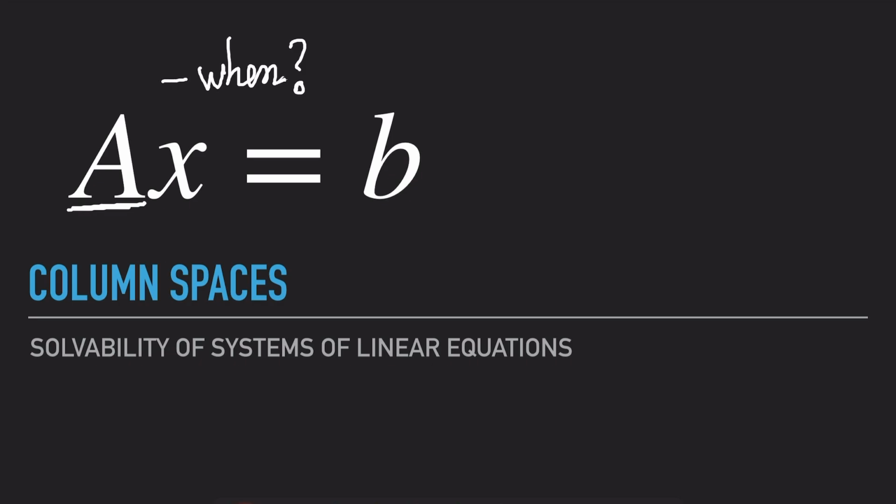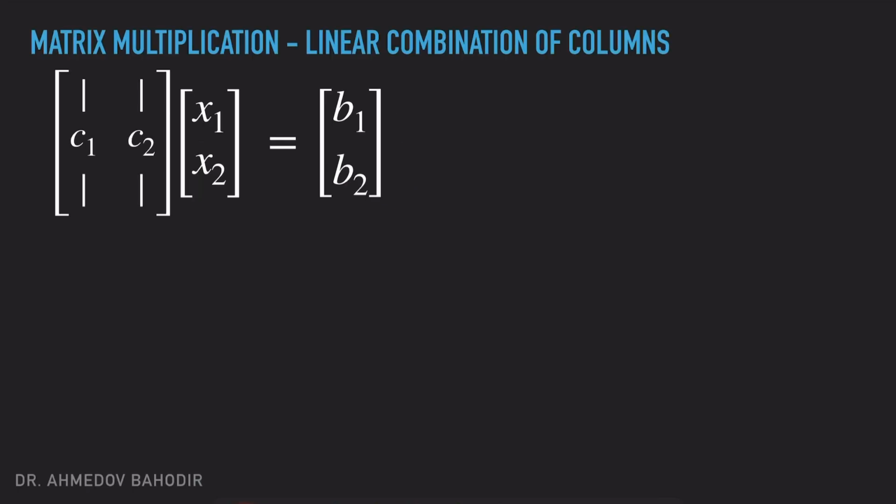And if the system has no solution, basically is not solvable, it is going to tell us why it is not solvable. So throughout this video lecture, we are going to define what a column space is. But before we do this, I would like to again talk with you about matrix multiplication.